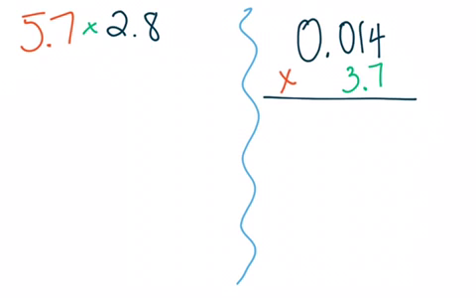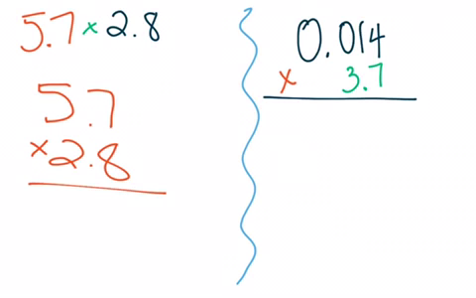So we have 5.7 times 2.8. When you're adding and subtracting decimals, you want to line up the decimal points. But when you're multiplying decimals, you want to line up the numbers just like you would if you're multiplying whole numbers. So we have 5.7 times 2.8. This just so happens to line up both at the same time.